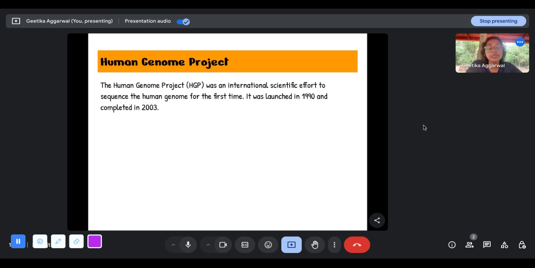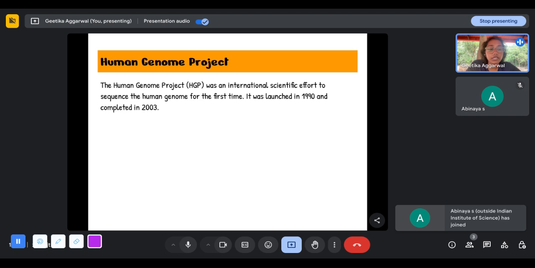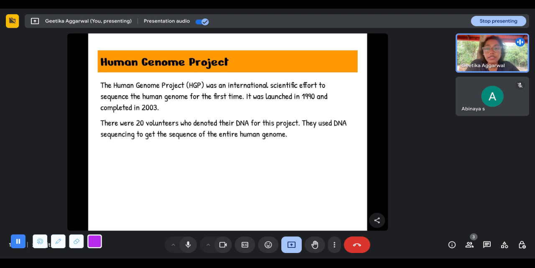Now, this is also a false statement because it was not even completed in 2003. In 2003, we only knew about 85% of the genome. It was only in 2022, which is like 3 years back, that we actually got 100% of the human genome. So if you count from 2022 to 1990, that's 32 years of the process to actually sequence the entire human genome. But fine, most of it got sequenced by 2003, which is also 13 years of effort. So the Human Genome Project was an international scientific effort to sequence the entire human genome, launched in 1990, completed in 2003.